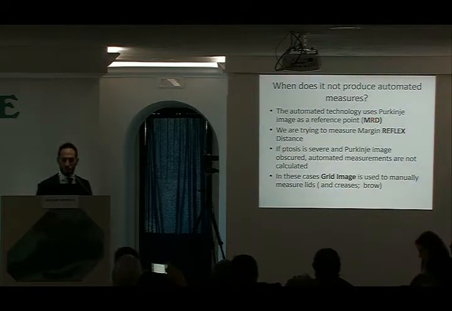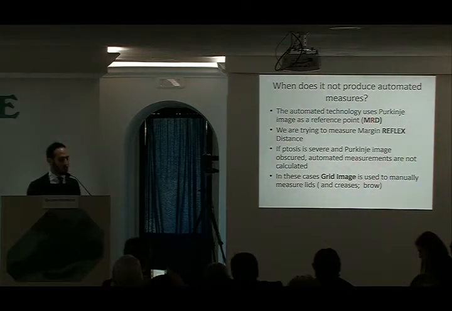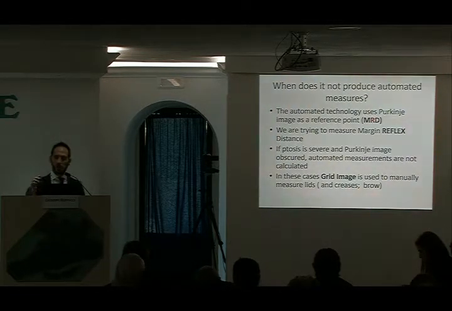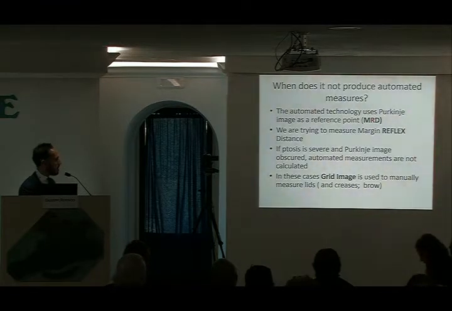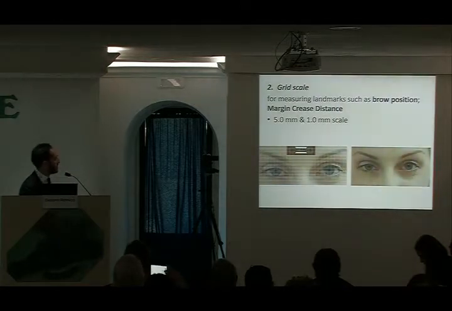So it's very important to know how the device works. The technology uses the Purkinje image as a reference point. So after each acquisition, what we are doing is trying to measure the margin reflex distance as a main point. But when the Purkinje image is obscured, for example, if we have ptosis, the automatic measurements will not be calculated. But in this case, there is a grid image generated that is used to manually measure lids, creases, or brow. But let's see what this grid image is.